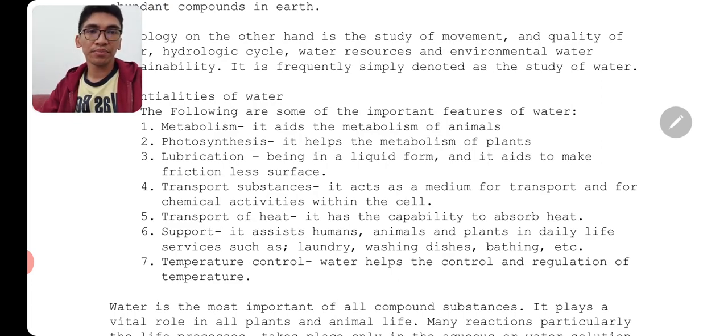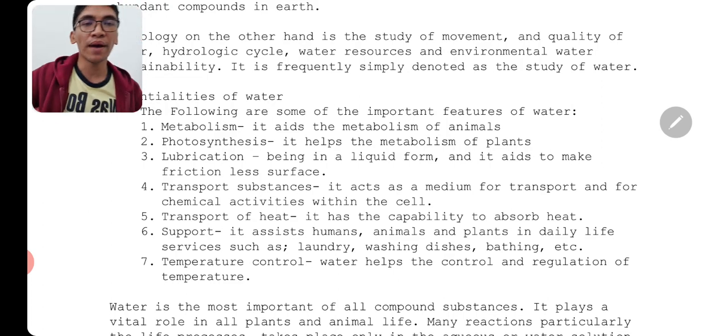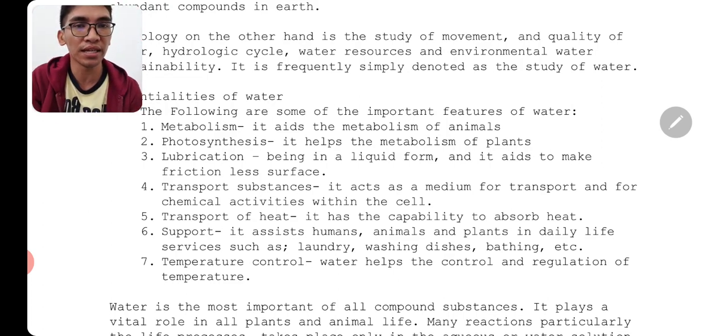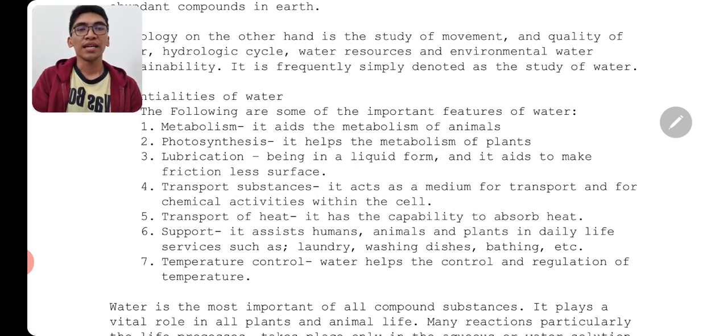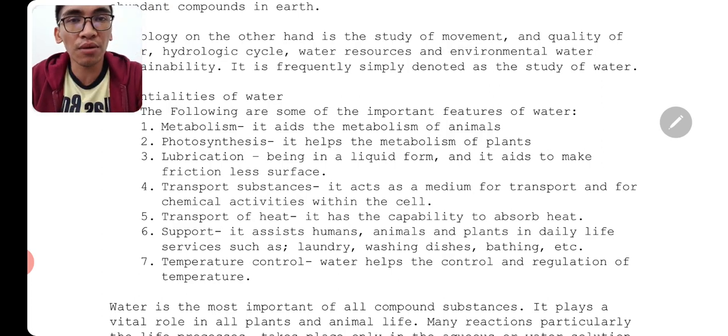So, support. Yung essentialities of water as well is the support. It assists humans, animals, plants in daily life. Paano nasabi natin, sir, it assists us in our daily lives and services? It acts as an assistant. Paano tayo makapaglinis ng bahay? Paano tayo makakaligo? Paano tayo to clean things? Water supports us on our daily life.